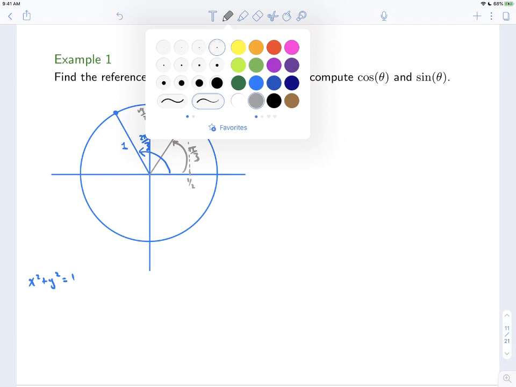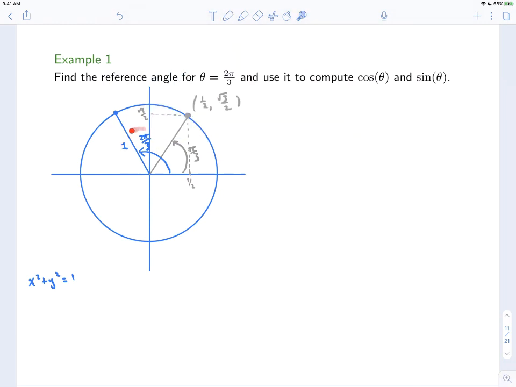So that means that our actual angle theta here has coordinates which are the same numerically but might have a minus sign. This is the second quadrant, so that means we're going to have a negative on the x but a positive on the y, because we're in the negative x direction but the positive y direction. So that means the coordinates are minus 1/2 and positive square root of 3 over 2. And these give you the values of cosine and sine of theta.